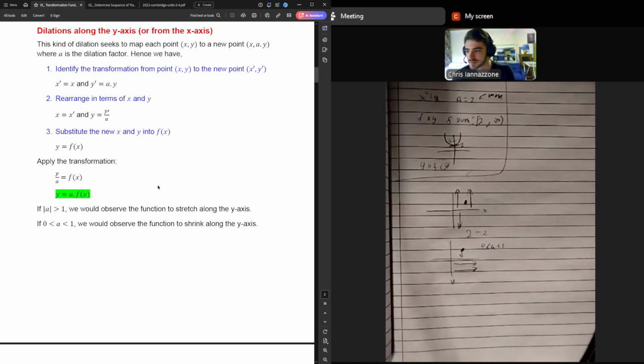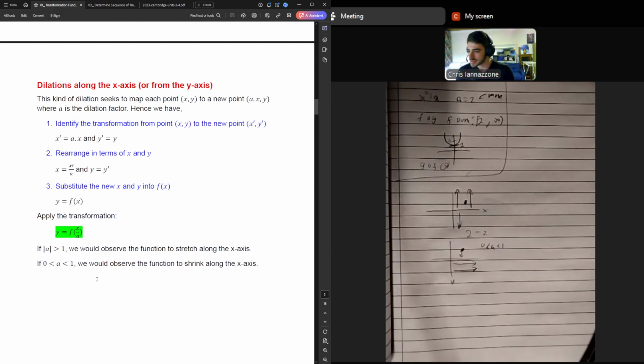Hopefully this sheds a bit of light as to why it looks the way it looks. In this circumstance, we needed to get y on its own because that's how we write functions. In this circumstance, y is already on its own, so there is no need to move it anywhere. But fundamentally, it's the same thing. If a gets bigger, you stretch. If a gets between 0 and 1, you shrink.